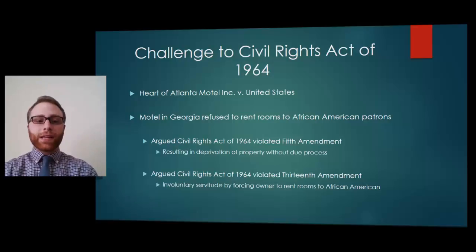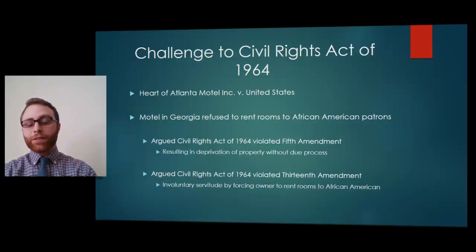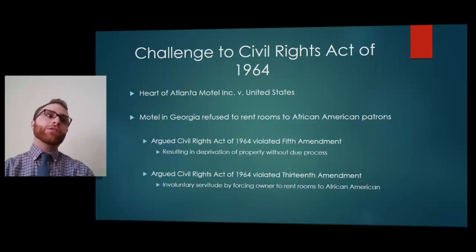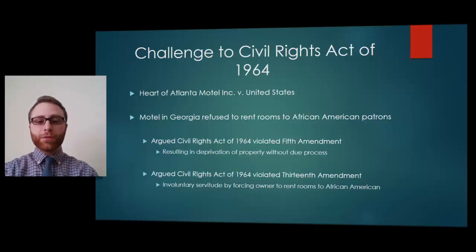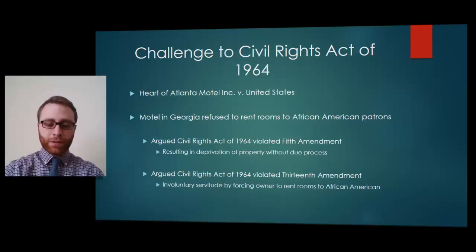The 13th Amendment establishes that involuntary servitude is illegal, and when this Civil Rights Act forces the motel to rent rooms to patrons that it otherwise would choose not to, the motel is arguing that this is a form of involuntary servitude.